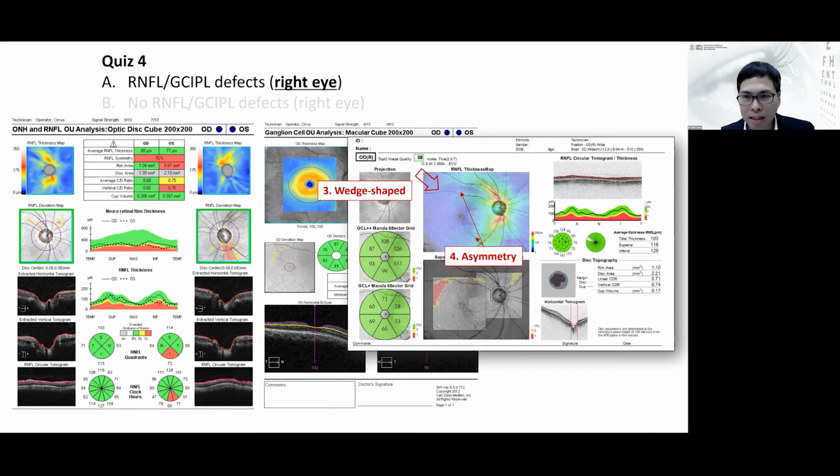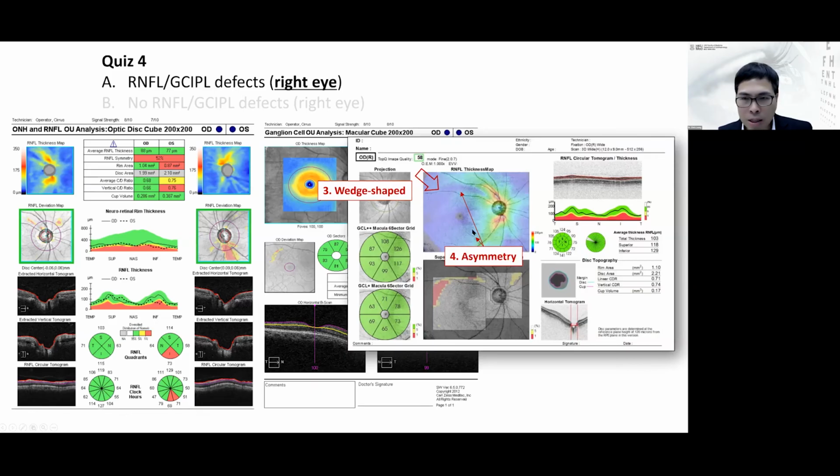Let's look at the wider view. When we look at the 12x9 scan, you can now appreciate a more wedge-shaped appearance of the defects over the supratemporal side, and it corresponds pretty well to the deviation map or probability map. Here, the red pixels indicate abnormal, below-normal retinal nerve fiber thickness measurements.